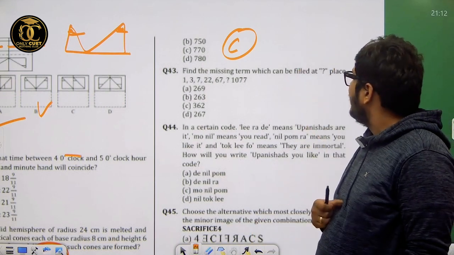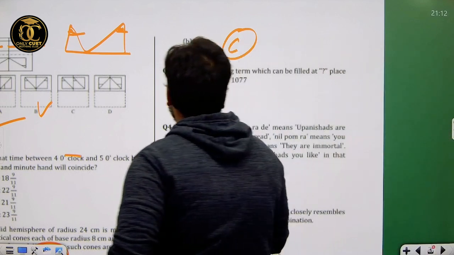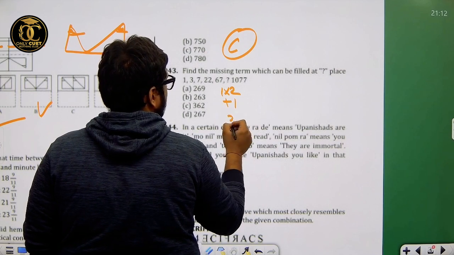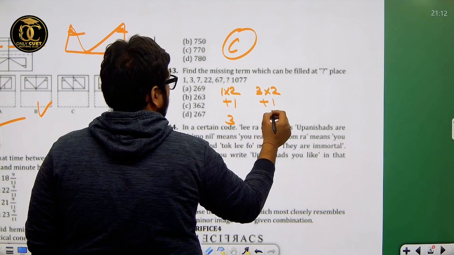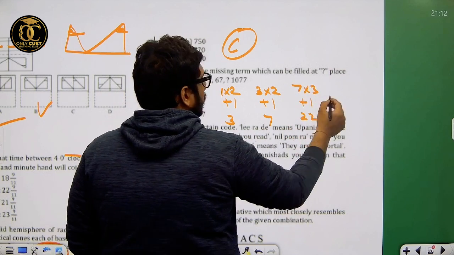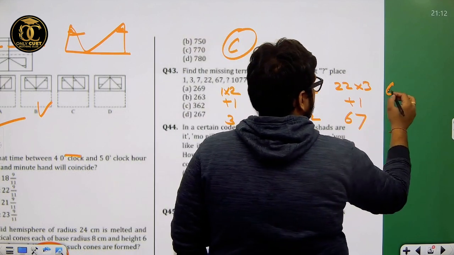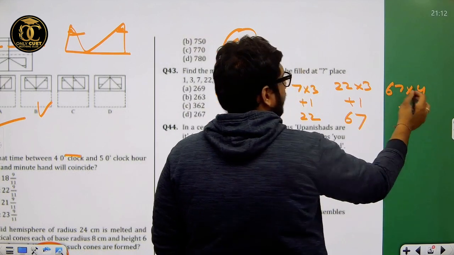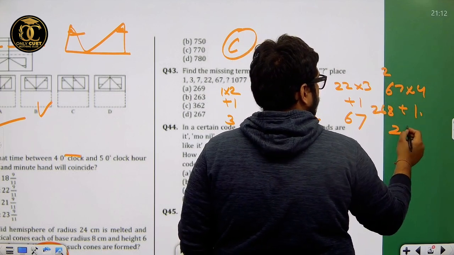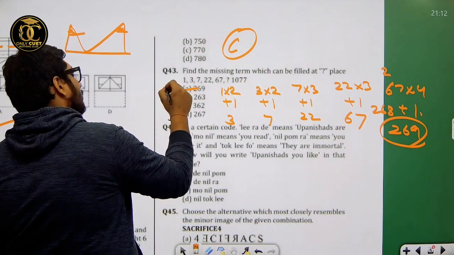Find the missing term which can be filled at the place of question mark. Now see, it's a very interesting one. It says 1 into 2 plus 1 gives me 3. 3 into 2 plus 1 gives me 7. 7 into 3 plus 1 gives me 22. 22 into 3 plus 1 gives me 67. 67 into 4 plus 1. 7 4s are 28, 8. 6 4s are 24, 26. 268 plus 1, 269. So in place of the question mark, 269 should come. That is option A is the correct answer.